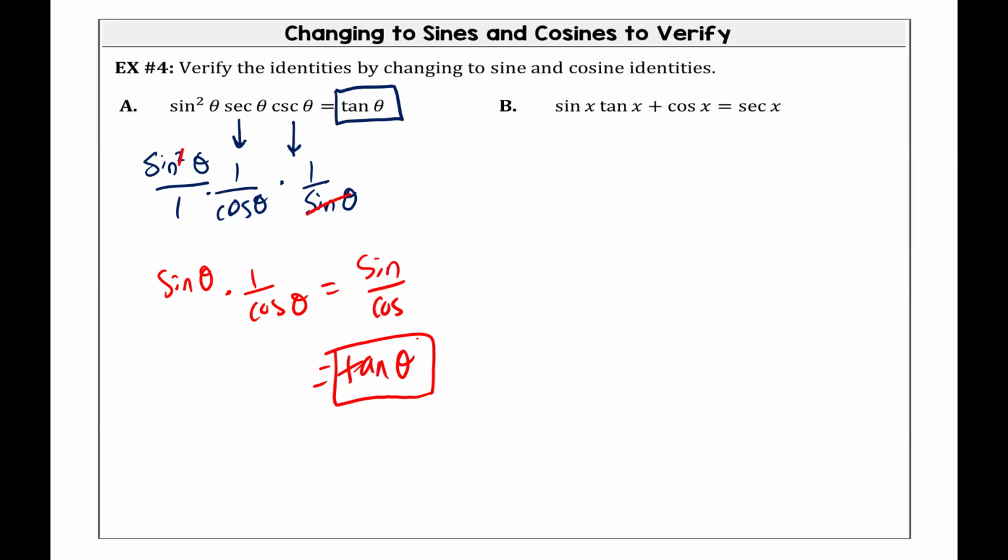All right, let's look up. So sine squared is already in terms of sine, so we're going to leave it be. Secant theta using reciprocal identity becomes 1 over cosine theta. Cosecant theta using reciprocal identity becomes 1 over sine theta. Okay, I have 2 sines in the numerator and 1 sine in the denominator, so I can cancel out one of my sines. When I cancel out one of my sines, I'm left with sine times 1 over cosine, which leaves me with sine over cosine. And thanks to the quotient identity, sine over cosine equals tan theta.